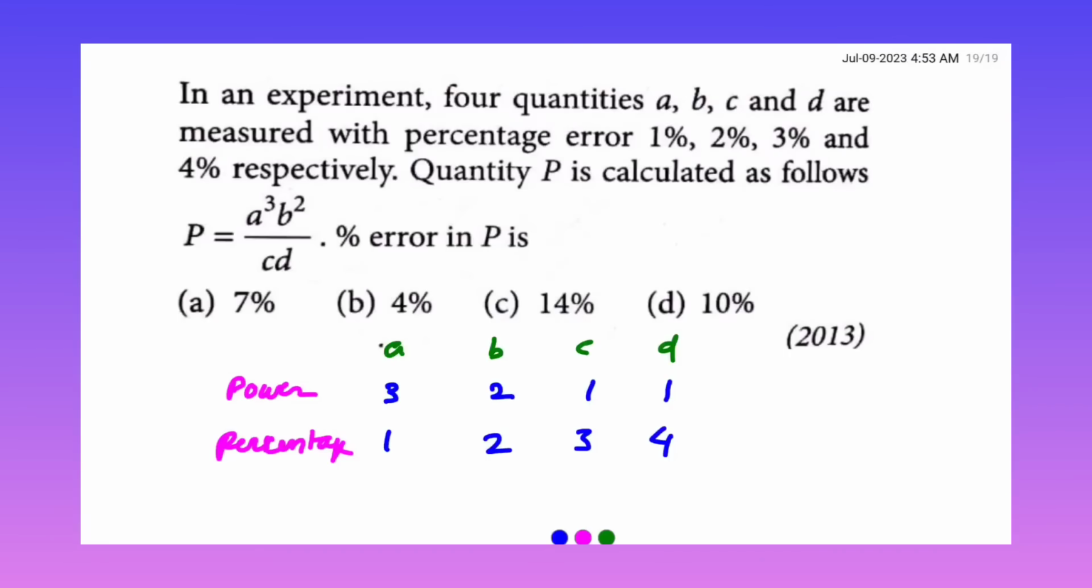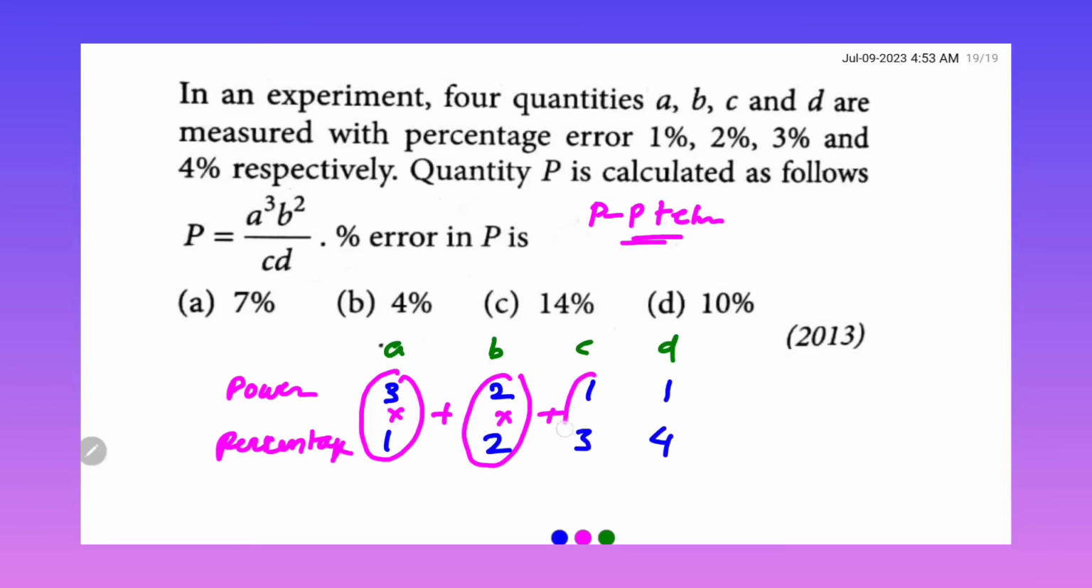How can you find out the percentage error? To find out the percentage error we have to use the PP technique here. What is the meaning of PP technique? PP technique is nothing but power percentage technique. What you have to do is multiply these two powers and add with these two powers. Multiply these two, add with these two, multiply with these two, add these two. That's it, your answer is ready.